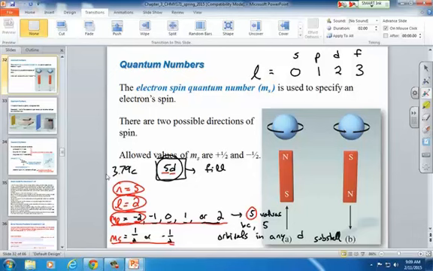Or alternatively, let's say I've got 1 electron with n equals 5, 1 with L equals 2, 1 with ML equals -2, and 1 with MS equals 1/2. Let's say I wanted to put another electron in there that also had MS equal 1/2. What could I say about n, L, and ML?